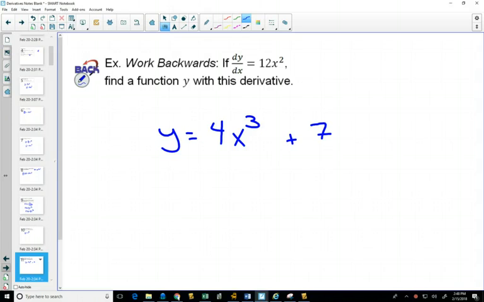Or, does anyone have a favorite number that they feel has been underrepresented in their math courses? 13. 15? The teacher never uses 15 in their questions. You could say plus 15. This would be another possibility. Because what's the derivative of just a number? 0. And so there could be anything there.